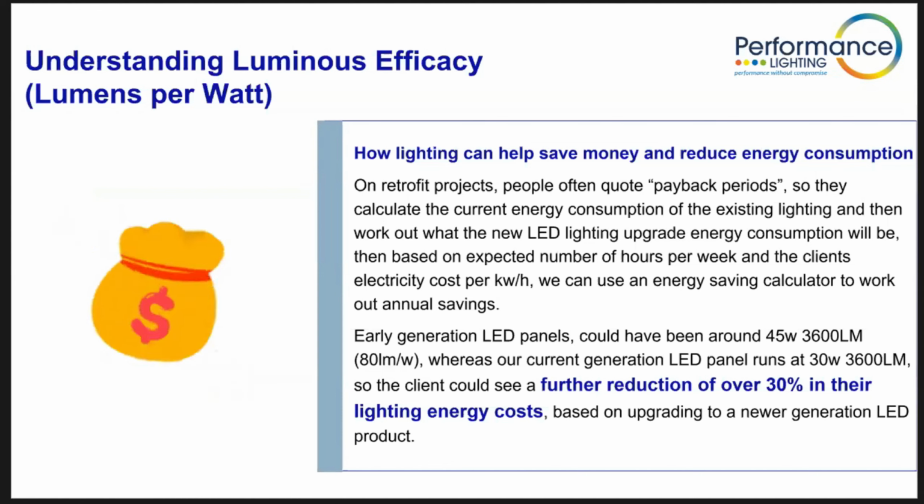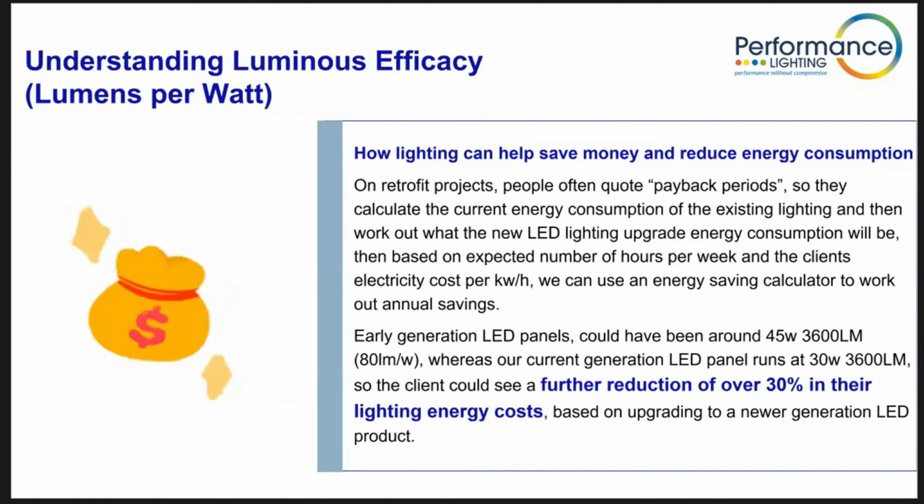So what they can do is calculate what the current energy consumption of their existing lighting is. We have a little energy saving calculator, so we can put in what their existing lighting is, the amount of watts they're using right now, times the average number of hours it's on per day, times what their electricity costs them, giving you an annual cost of the lighting. And then we can look at what happens if we upgrade that to LED.